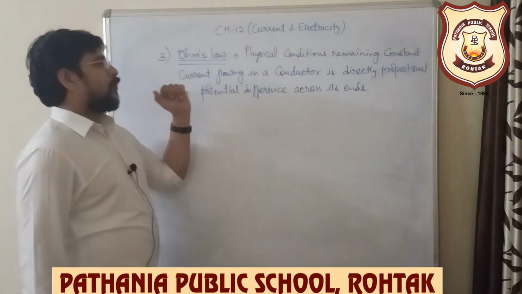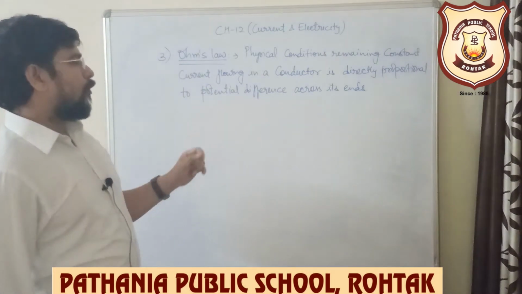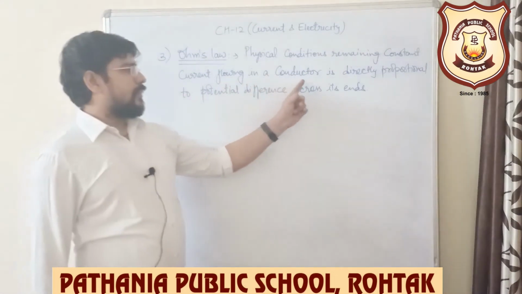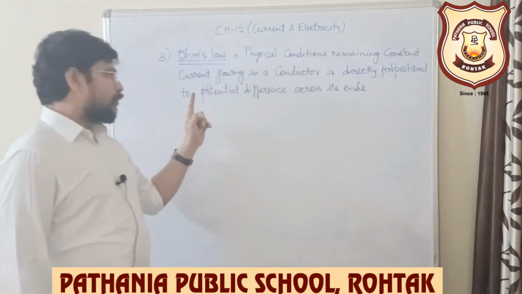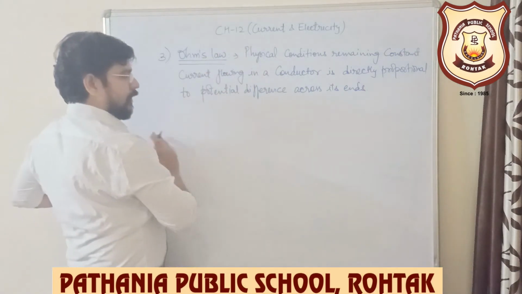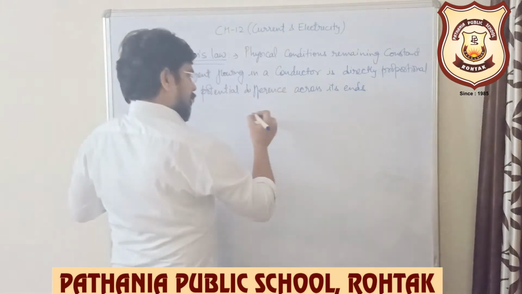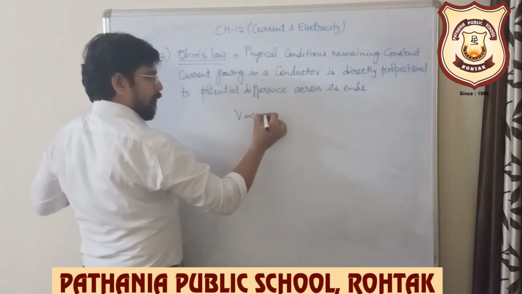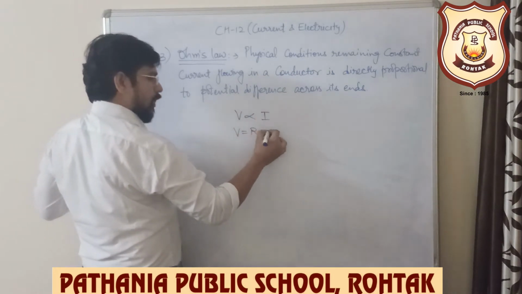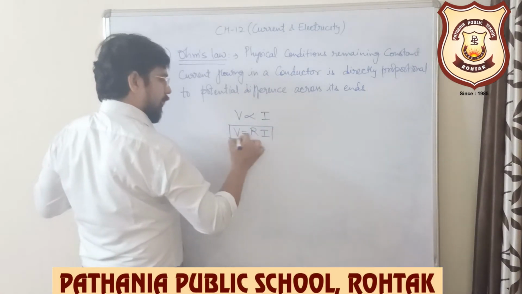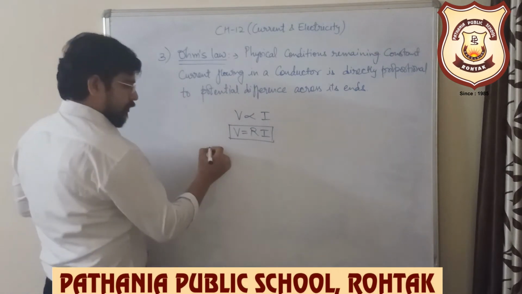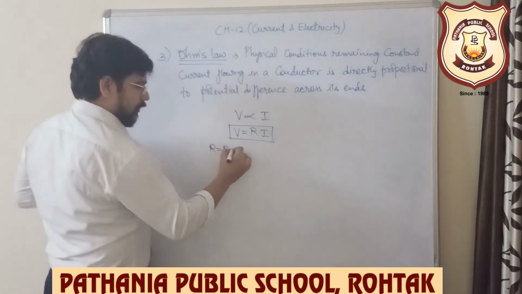So here is the third topic, Ohm's law. What is the definition of Ohm's law? Physical conditions remaining constant, current flowing in a conductor is directly proportional to potential difference across its ends. So we can write it in mathematical form. V is directly proportional to I, or we can say that V is equal to RI. Whenever we remove the directly proportional sign, there comes a constant, and here the constant is R, that is known as the resistance of the conductor.